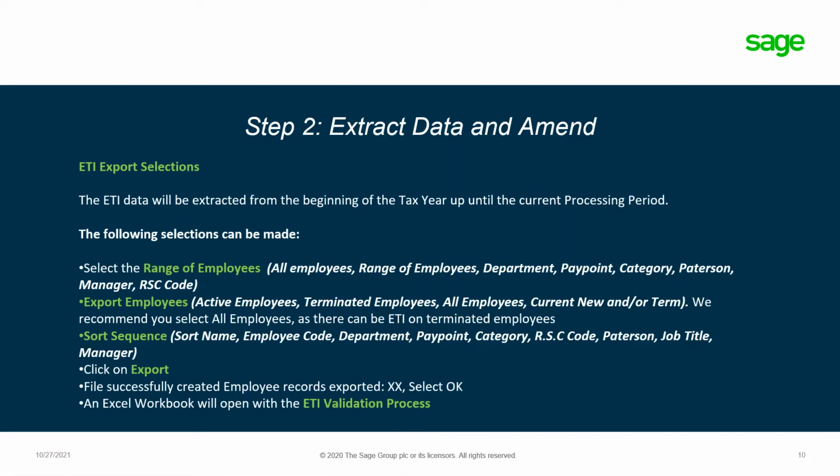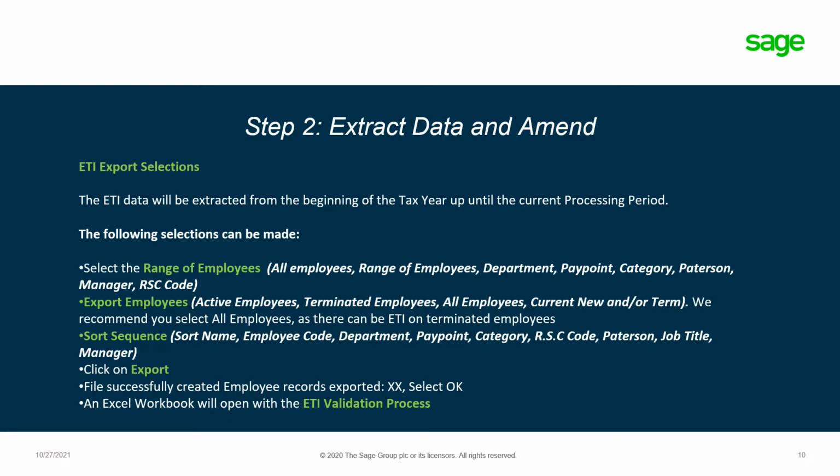Let's focus on the different ETI export selections on Step 2. The ETI data will be extracted for the beginning of the tax year up until the current processing period. The following selections can be made. Select your range of employees. You can select all the employees, a specific range of employees, a department, a pay point, a category, a Patterson, manager, a RSC code. You can also select which employees you want to export.